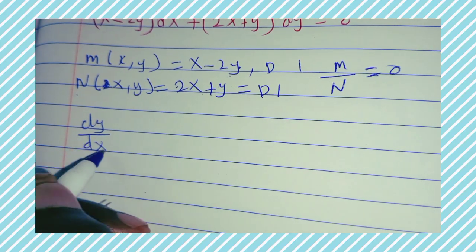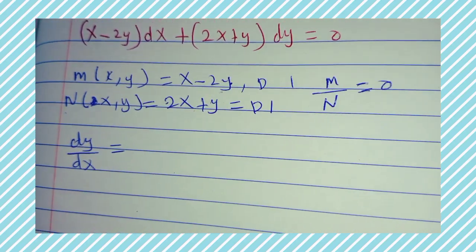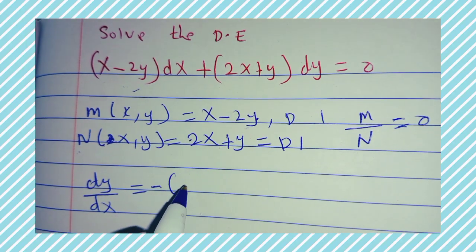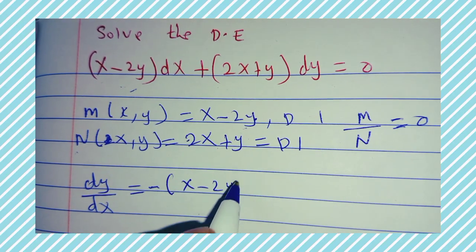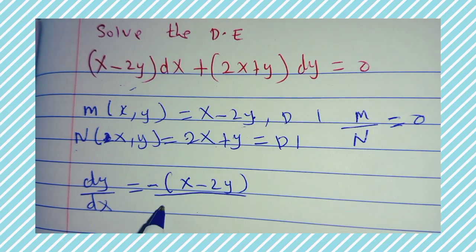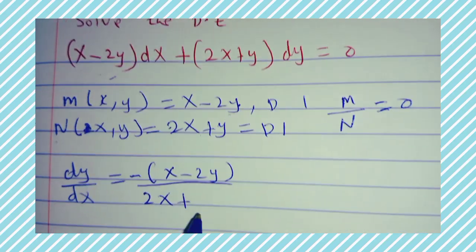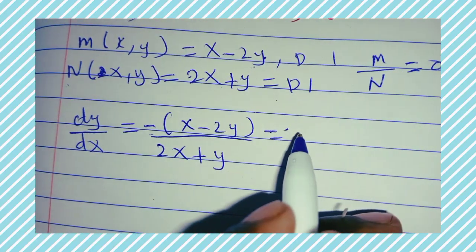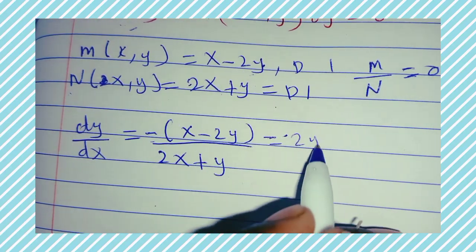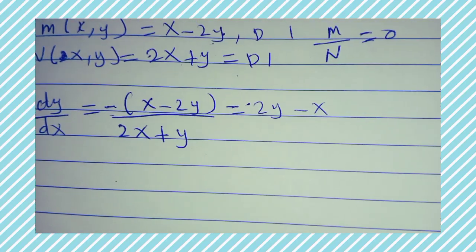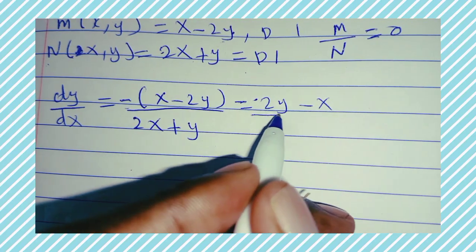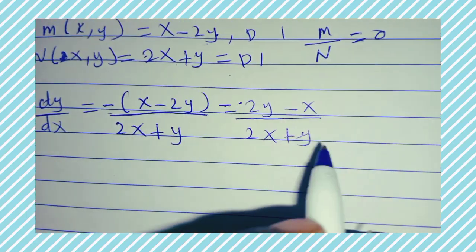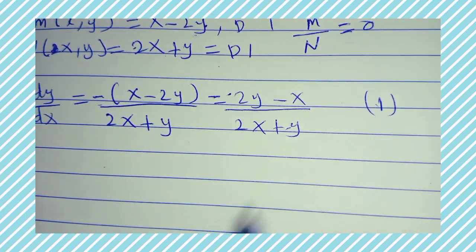So we are going to write it in the form of dy over dx is equal to negative (x − 2y) divided by (2x + y). Distributing the negative throughout, we are going to have (2y − x) divided by (2x + y). So you can call this number 1.